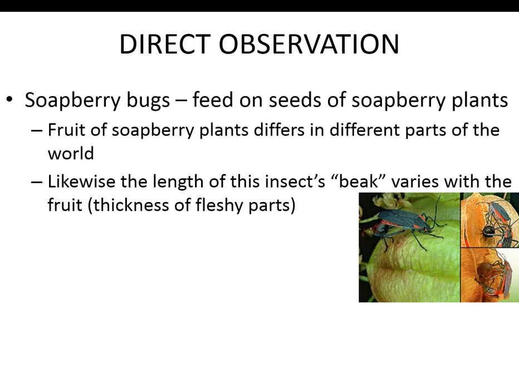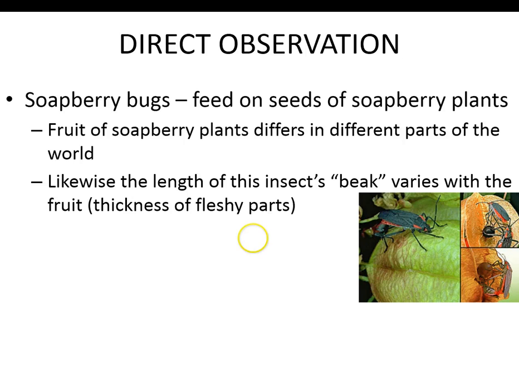So, direct observation. Typically, we think about this as something that we can actually sit and watch. And we have to be a little bit more lenient with that definition, because evolution, because it takes so long, is not something that you can sit and watch. However, over time, we can monitor how populations change, and that allows us to directly observe over long periods of time this genetic change that occurs.